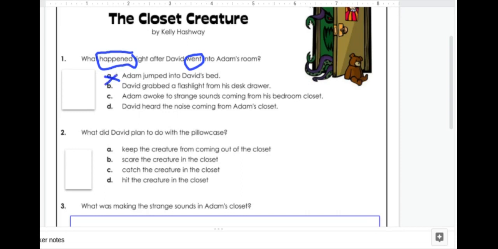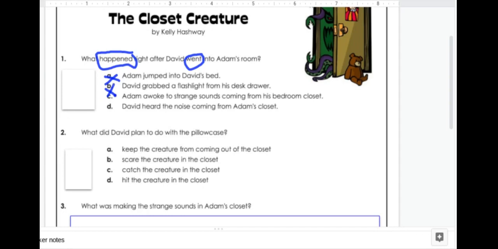David grabbed a flashlight from his desk drawer. No, he didn't do that after he went into the room. So I would cross this out. So now I have C or D as my options to choose as a correct answer. Adam awoke to strange sounds coming from his bedroom closet. Maybe. D, David heard the noise coming from Adam's closet.